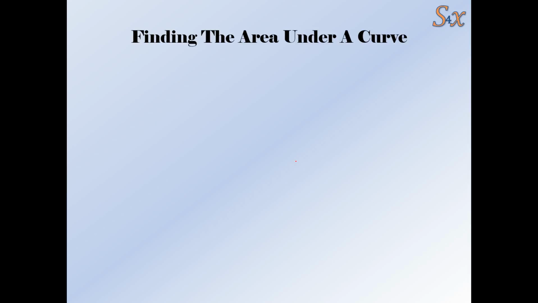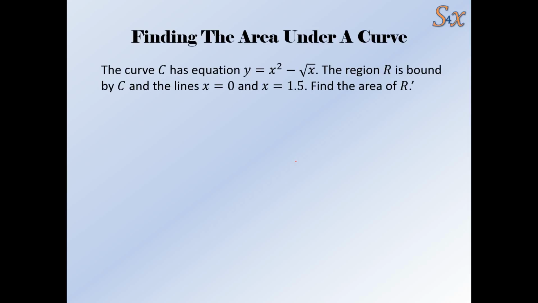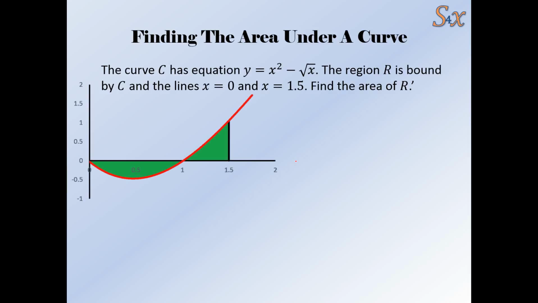I'm afraid the examples get even harder. So this is kind of an interesting example. We've got the equation y is x squared minus root x, and we want the area between x equals 0 and x equals 1.5. Okay, the problem with this one is part of the area is underneath the x-axis here, and part of the area is above the x-axis here.